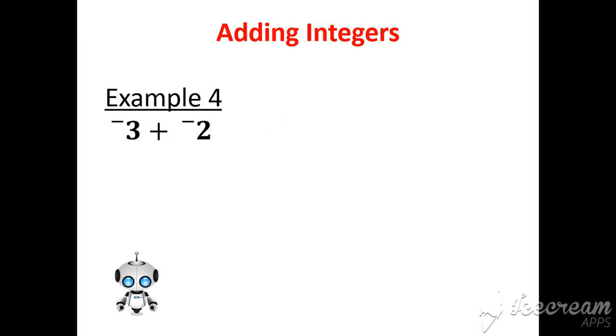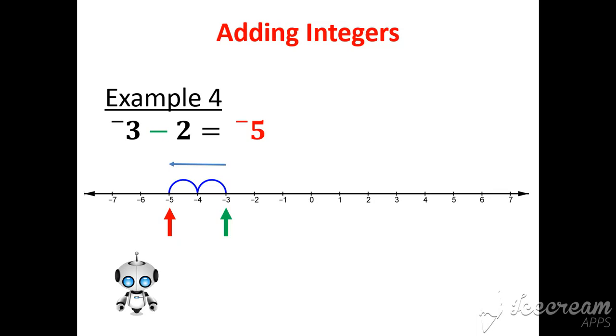So again, what on earth's going on? See this plus and the negative? A plus and a negative can be replaced with a subtract. So really, this problem should have just been written as negative 3 subtract 2, and negative 3 subtract 2 means start at negative 3 and move to the left 2 squares to get down to negative 5.